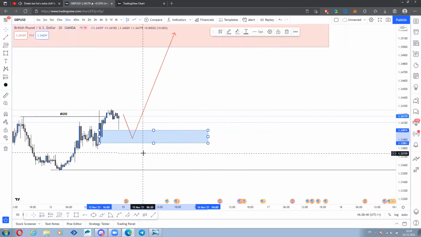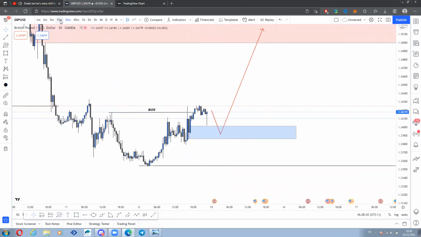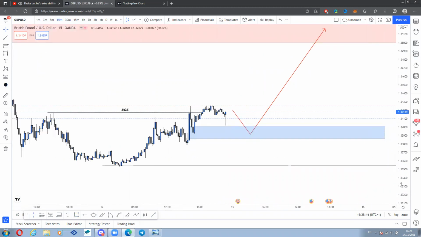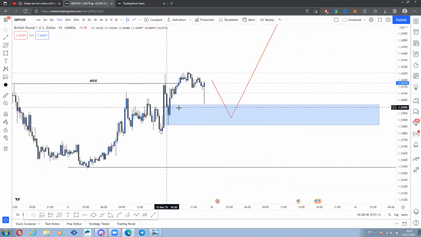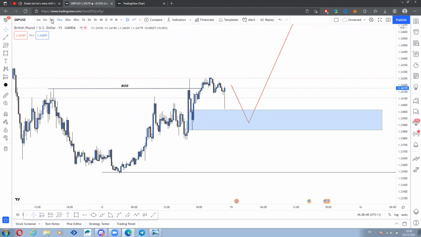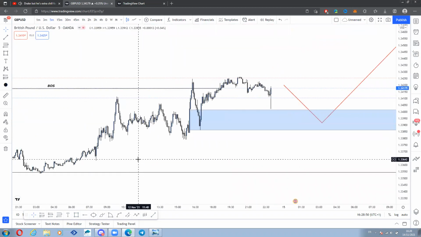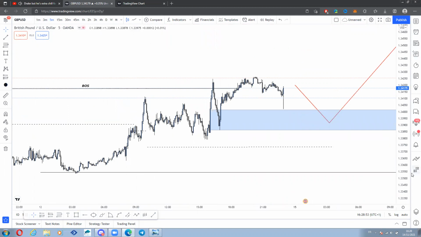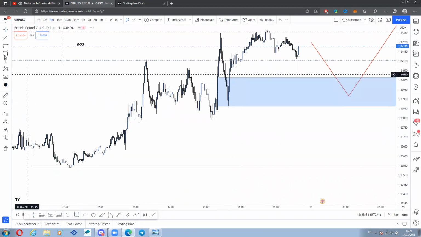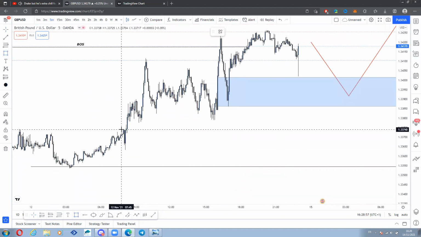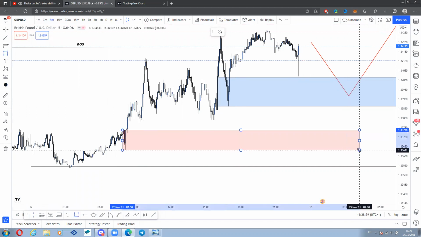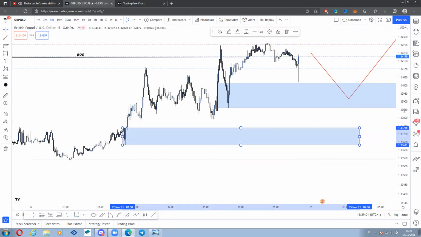I found this demand zone in here, on the 15-minute, as you can see. This is my demand zone. And I'm going to try to look on the lower time frame if I can find another one. Well, on the 5-minute, I have this one. Yeah, this one looks good. Let me change it to demand zone.